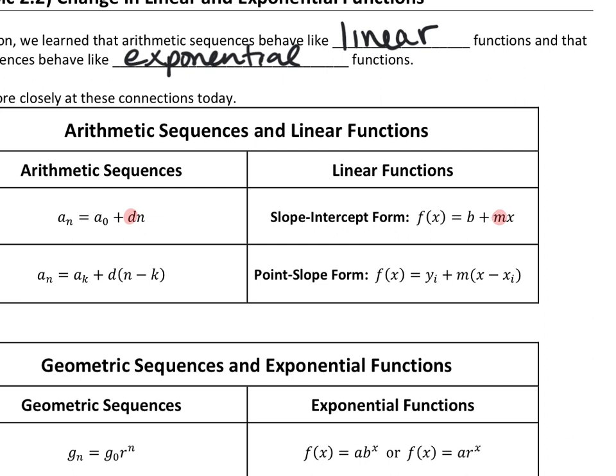I want you to go ahead and highlight the a sub zero and the b. A sub zero tells you that that's the zero term, AKA where it crosses the y-axis, where x is equal to zero. The b value in a y equals mx plus b formula has always been your y-intercept, so that is the exact same. And then I want you to take a third highlighter color and highlight both a sub n, and then f of x and x. What do you notice about what I've highlighted in green?